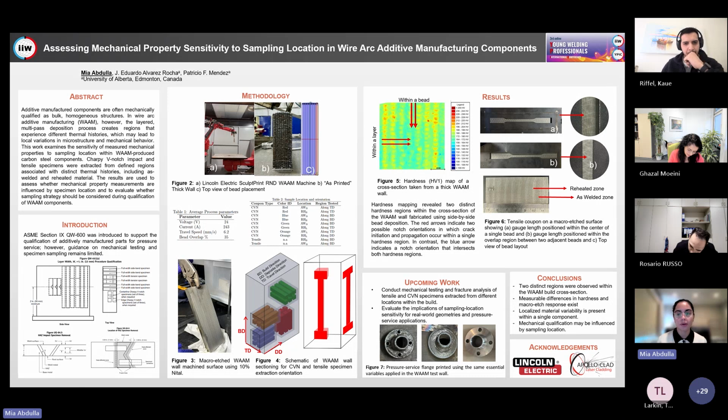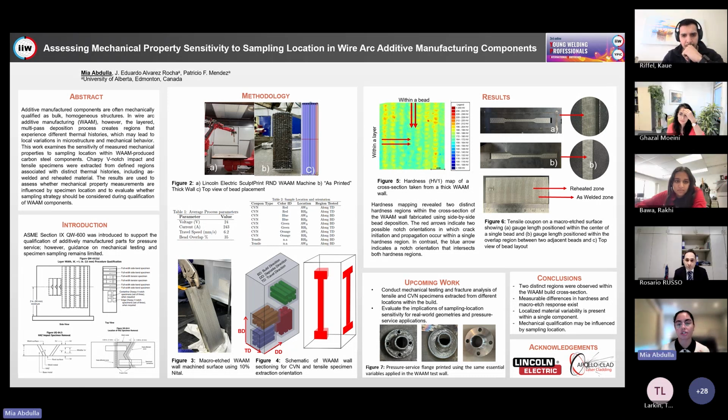Just for a brief overview, additive manufacturing is usually treated as a bulk homogeneous structure when we're testing. But specifically wire arc additive manufacturing, with the constant thermal cycles going through with each bead being deposited, it could create different zones. And we want to highlight that in this project to allow us to test better or just to give us some more information.